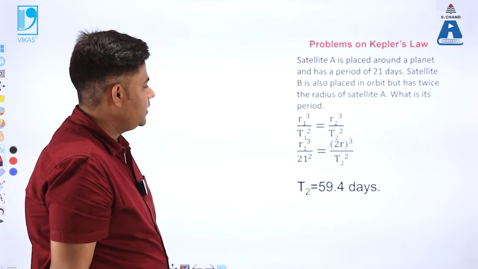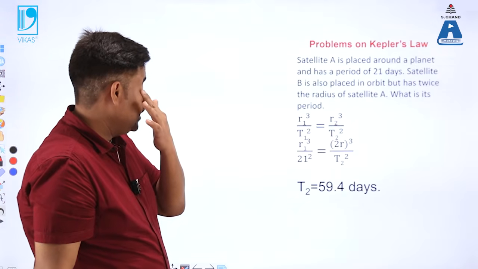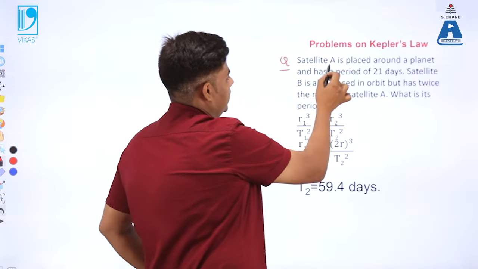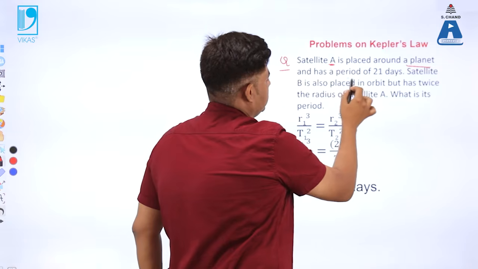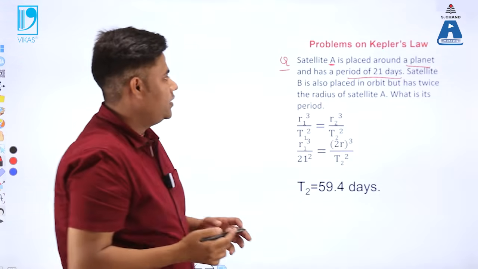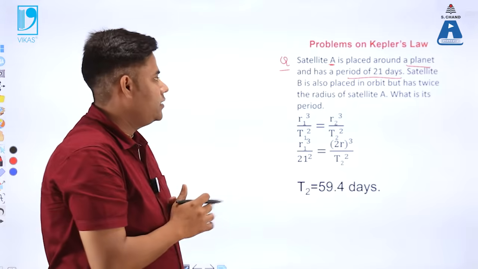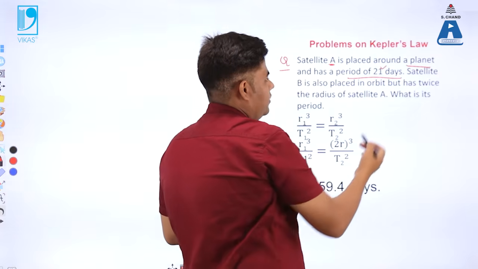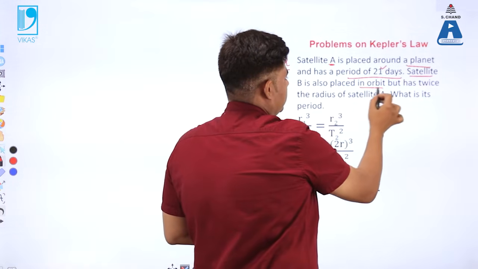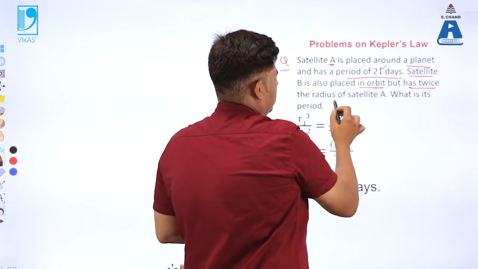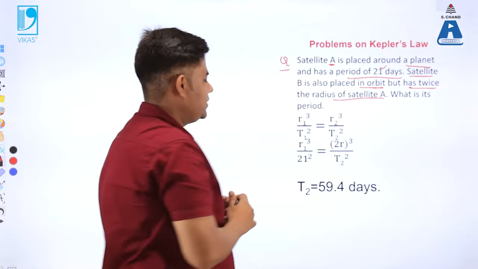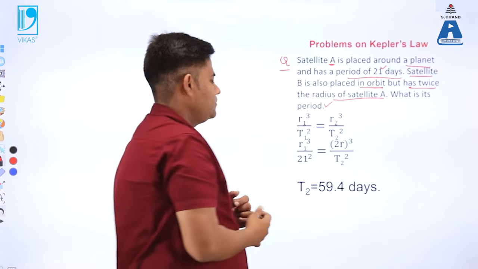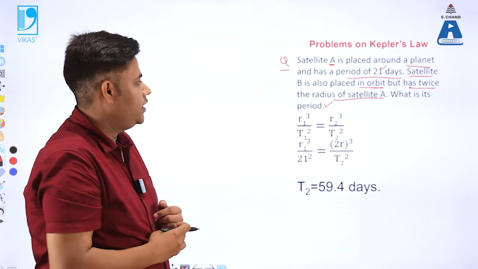Now there is a numerical problem associated with the same, which I have taken from the book. It says that satellite A is placed around a planet and it has a period of 21 days. So that means there is a satellite placed around a planet, and the period of rotation of the satellite is 21 days. Then satellite B is also placed in an orbit, but it has twice the radius of satellite A. Now they are asking what is the time period of satellite B.